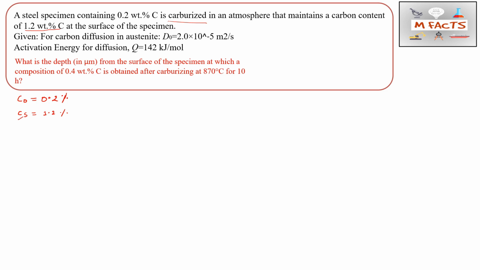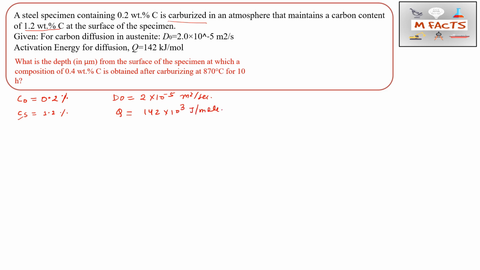I will write the other given values here. For carbon diffusion in austenite, D naught is given as 2 multiplied by 10 power minus 5 meter squared per second, and the activation energy is also given, that is 142 kilojoules. We will change it into joules per mole.